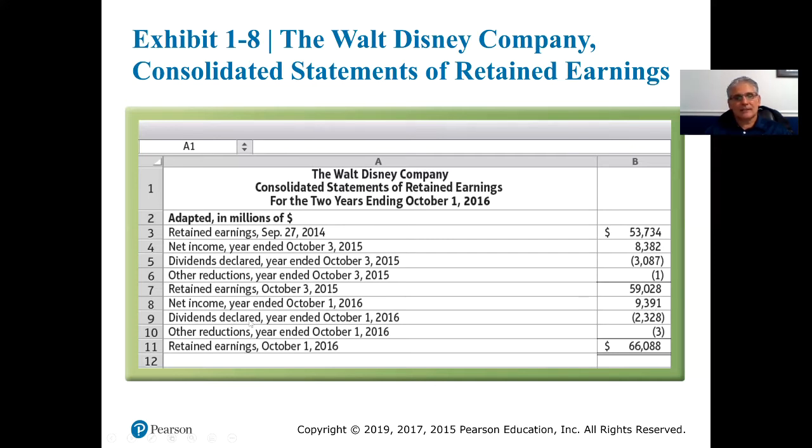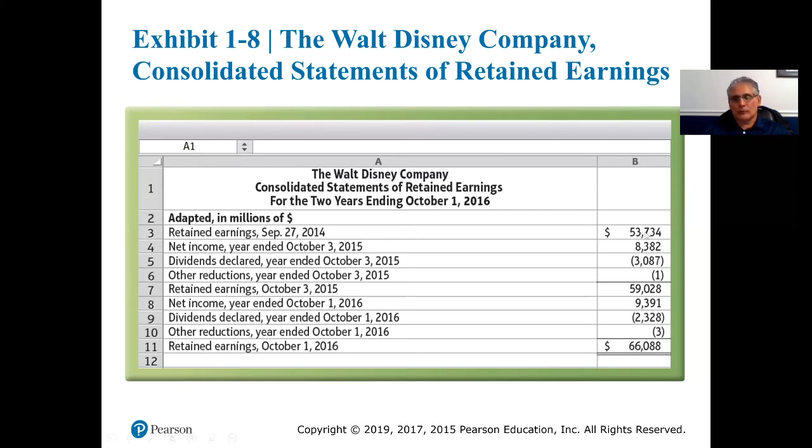We then have dividends declared. That's a subtraction. Other reductions, there's no detail here. We just have to go with what they're providing us. So their ending retained earnings is 66 billion. We started off with 59, we ended up with 66. And we can even go back one more year. We ended the previous year, October 3rd, 2015, with 59,028 million retained earnings.